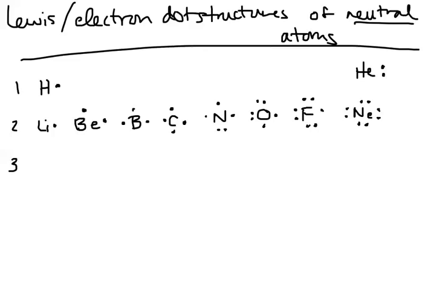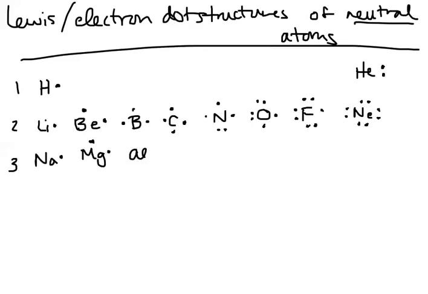Helium is different from beryllium because helium has 2 electrons and it has a full valence shell. And beryllium has 2 valence electrons, but that has a double shell. So these Lewis and electron dot structures only concern the valence electrons, the outermost orbital shell. Given that, what do you think sodium will look like? Just like lithium. And magnesium is going to look just like beryllium, and so on.